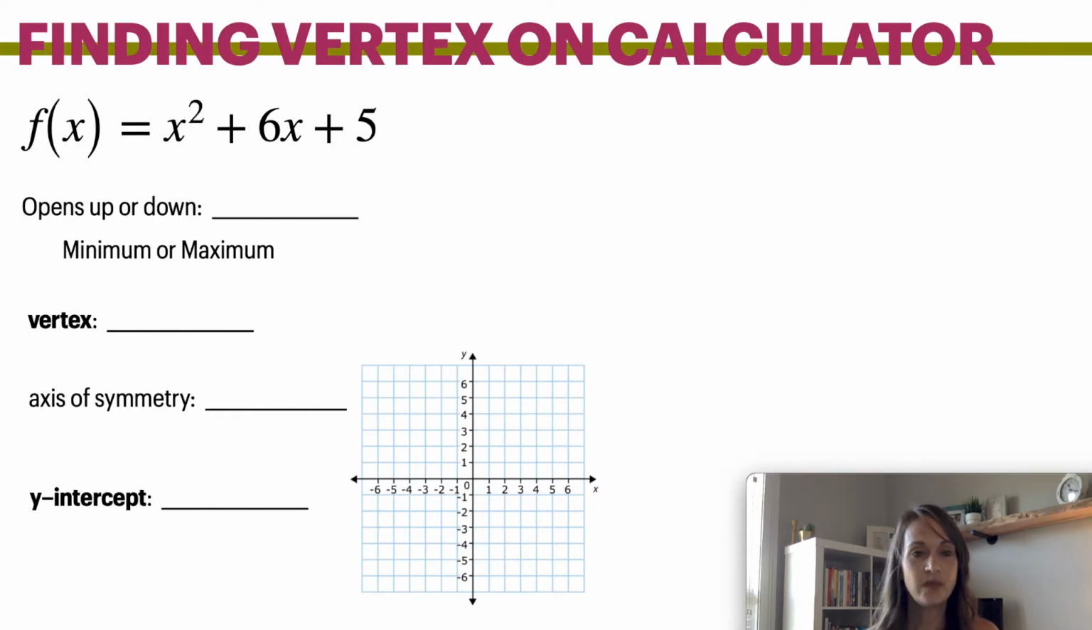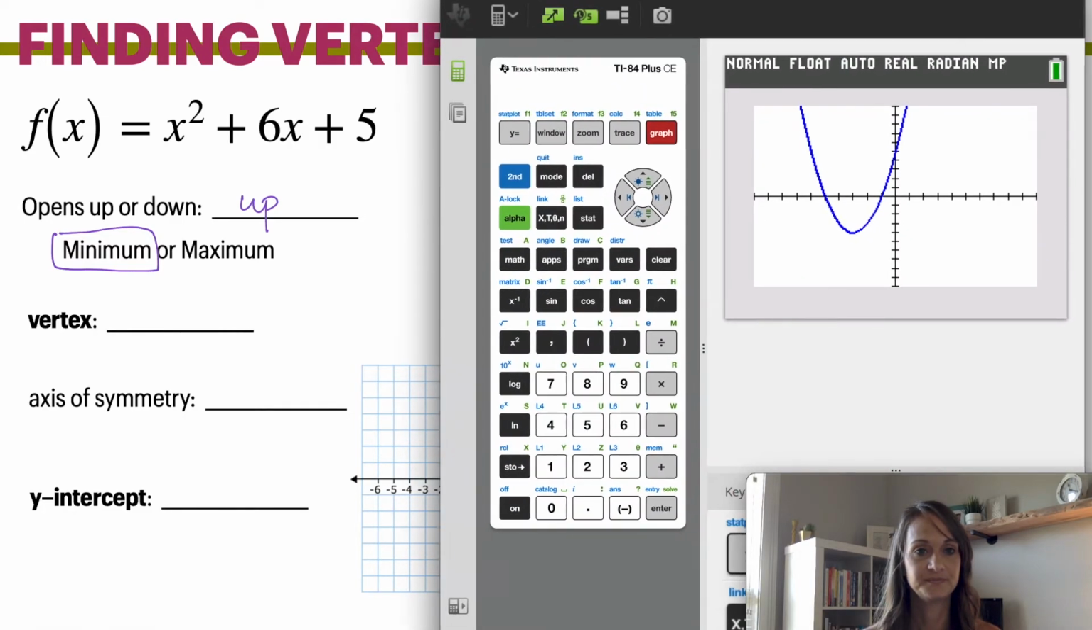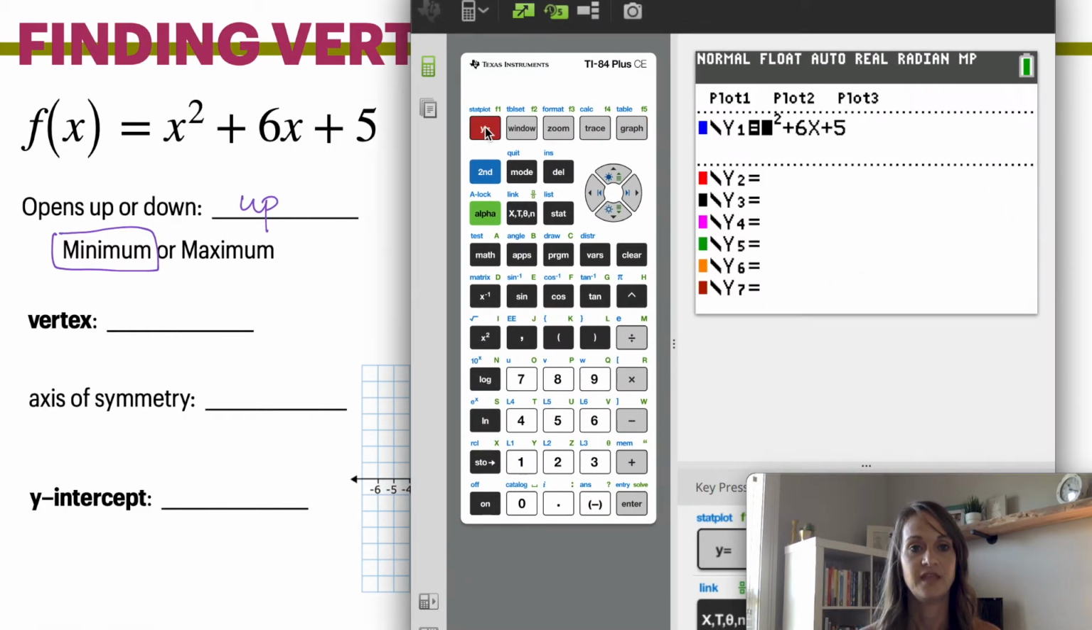Now, there's also a way to find the vertex using a calculator. So the first thing that we're going to determine is, does this open up or down? Well, we know it opens up because the number in front of x squared is positive. That also means that it is a minimum. Now, we can actually find the vertex by plugging this equation into our y equals.